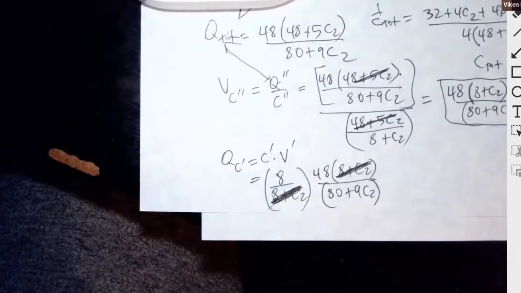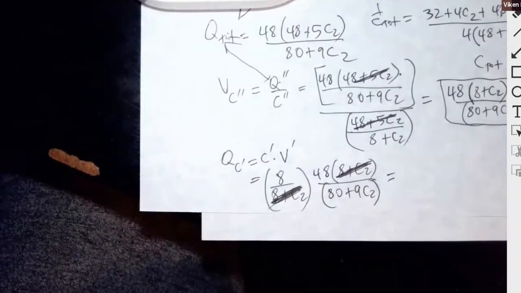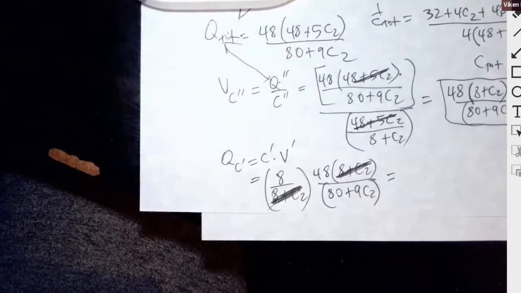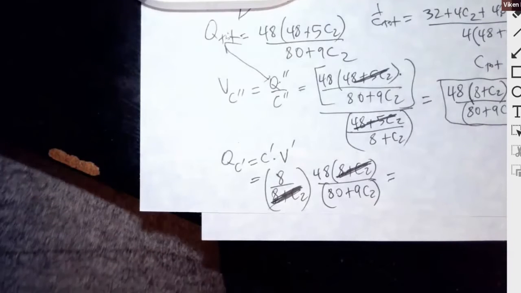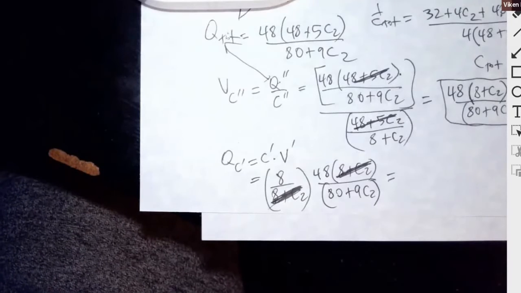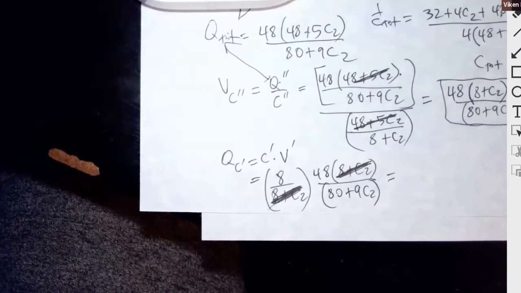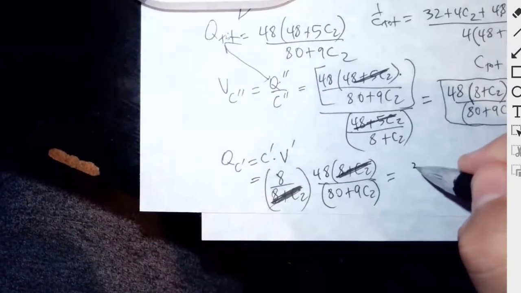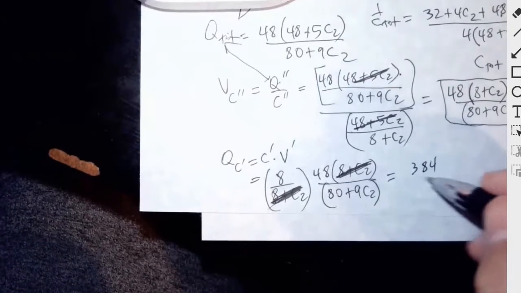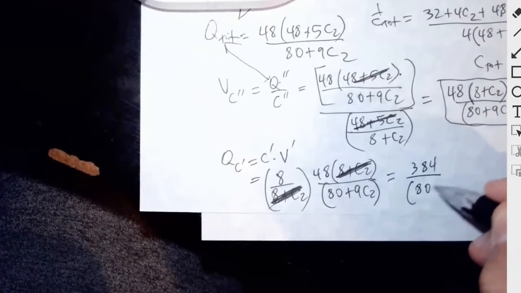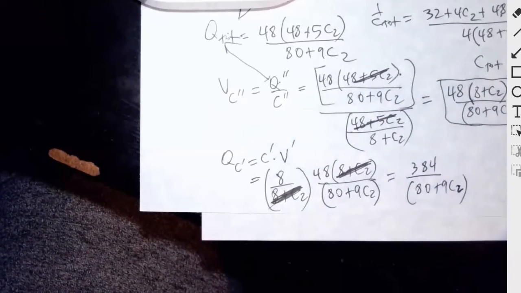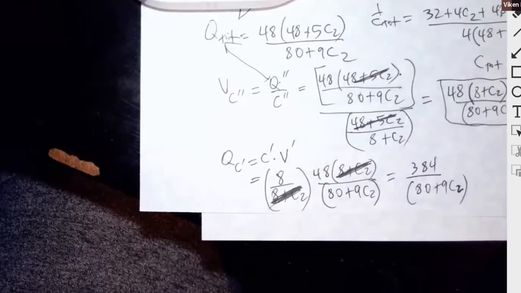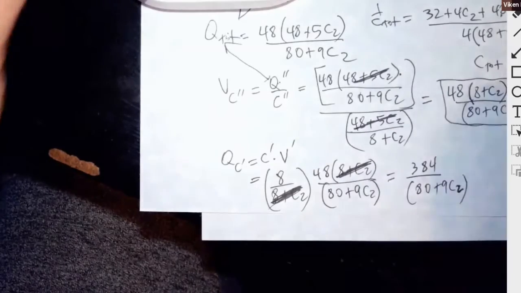Okay, so then you're going to have eight times 48, basically. 384. Yeah. Okay. So now let me take this to a different page.